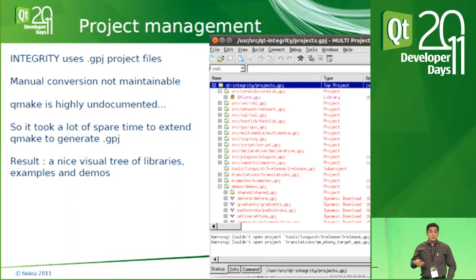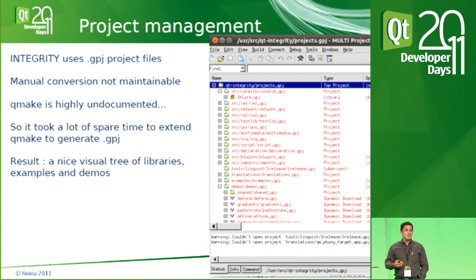Another element is that people working on and using Integrity, developers and customers, are used to the MULTI Green Hills environment. They are not used to using makefiles to compile. And so Qt by default uses makefiles. So I had to extend the qmake tool so that it would actually generate GPJ files, which Integrity customers are used to using.